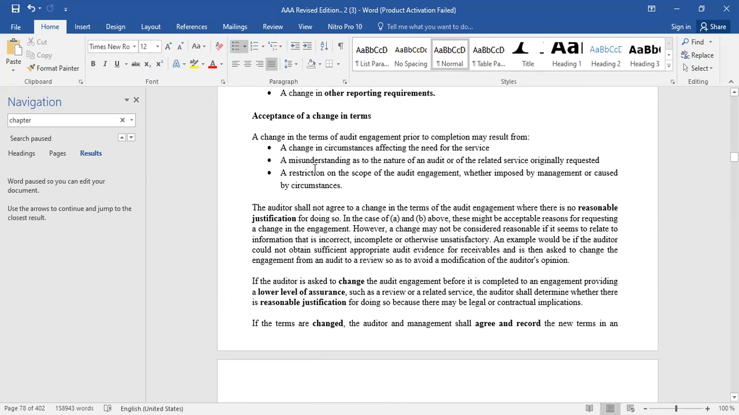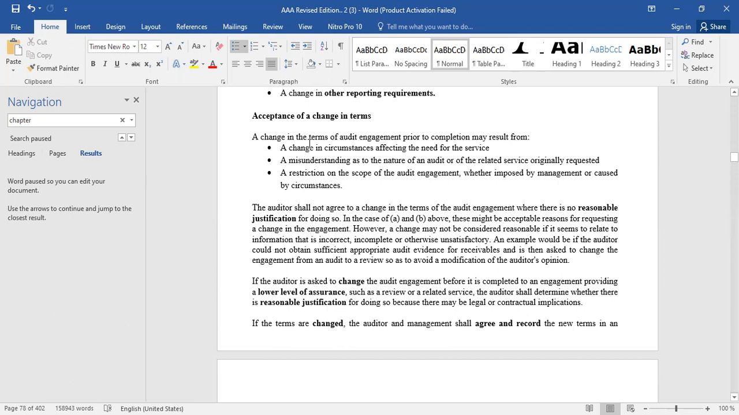Acceptance of change in terms: a change in the terms of audit engagement prior to completion may result from. So this one is different from what we just looked at. Remember, you've started an audit work, but now, midway, you want to change the terms and conditions of engagement. This one is different from a recurring audit. We had a situation where we were looking at a review of terms and conditions for the second year, third year, continuing audit. Before we start, we have to agree again.